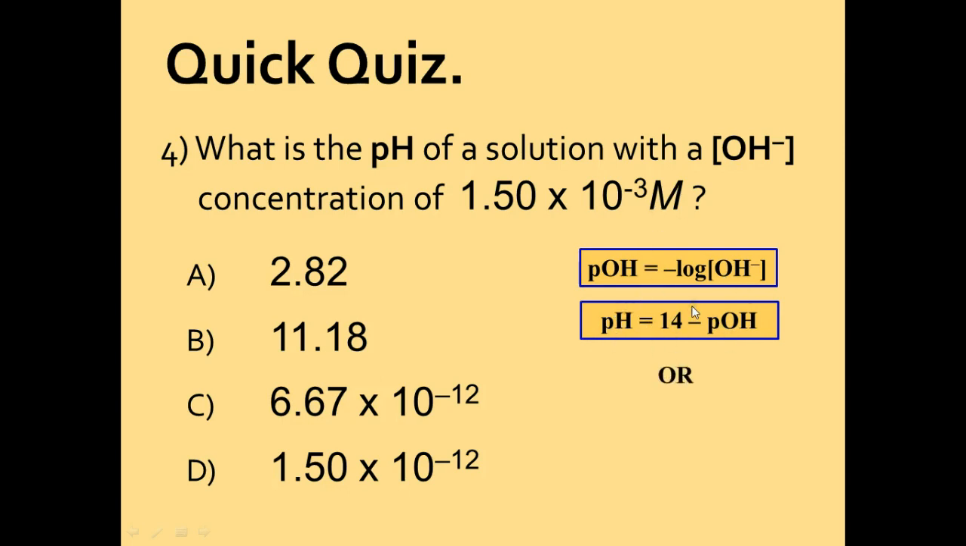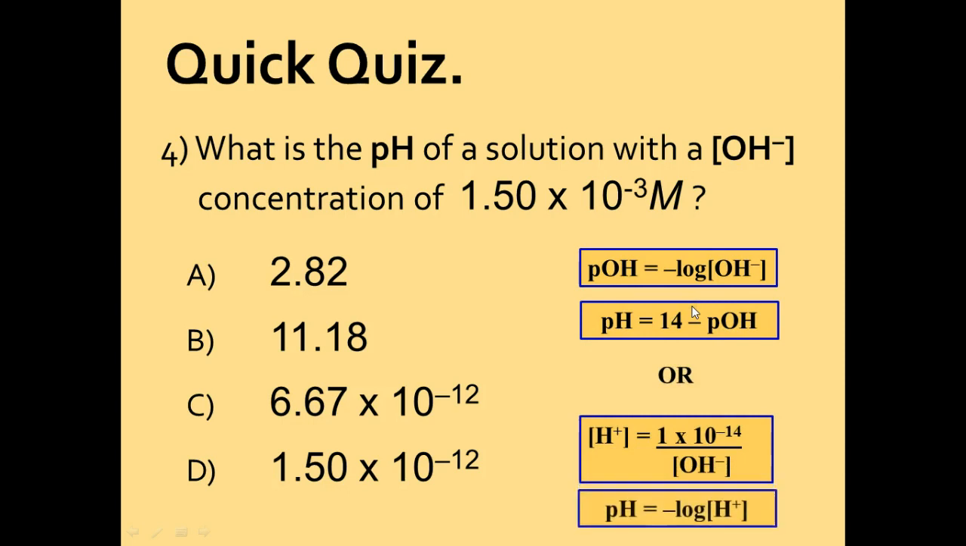Or you could go the other way and know that both their concentrations multiply to 1 times 10 to the negative 14th. So divide that by the OH concentration, and then take negative log of the H plus concentration you just calculated, to get pH. But I'm just going to do the first one, and I'm going to type it in my calculator to prove that it works.